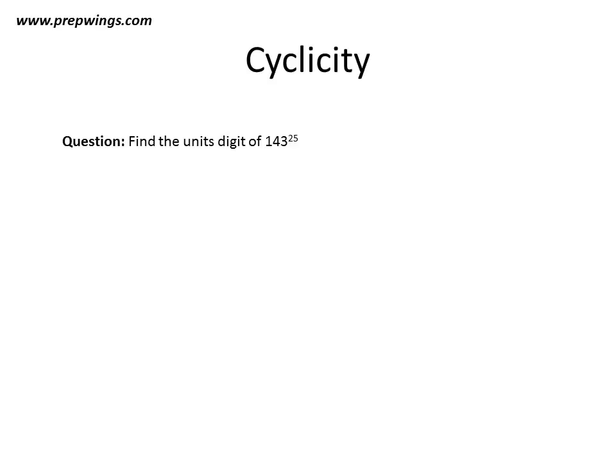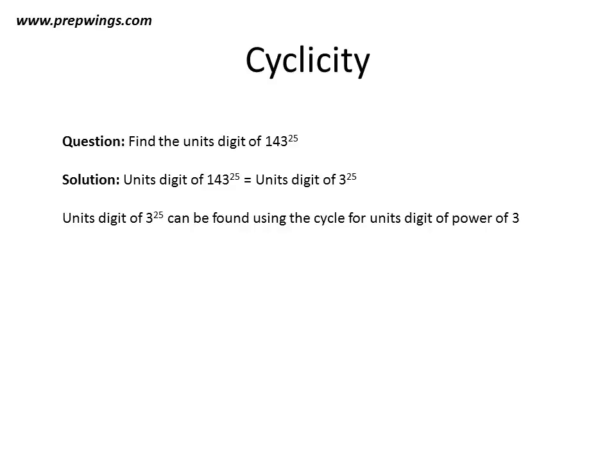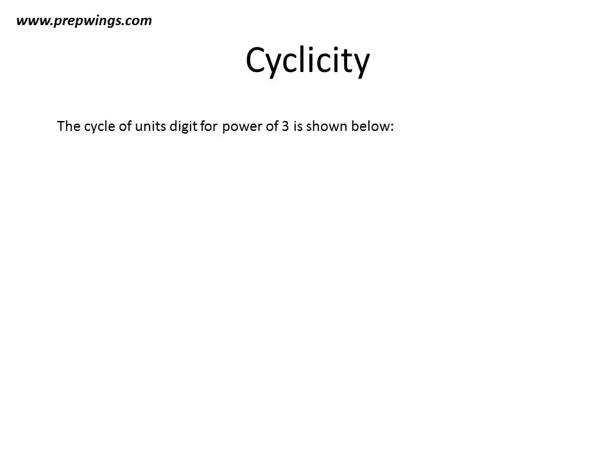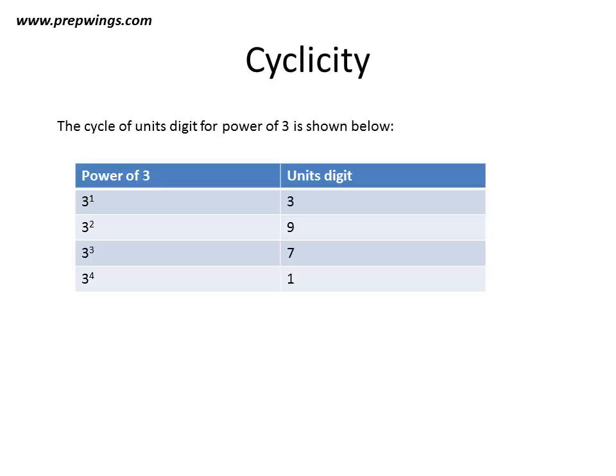In this question you don't need to find the cyclicity of the entire number like 143. What this question boils down to is that the units digit of 143 raised to power 25 is actually equal to the units digit of 3 raised to power 25, which can be found using the concept of cyclicity. The cycle for 3 is shown over here, which is 3, 9, 7 and 1. So the units digit of 3 raised to power 25 is found to be 3. Thus the units digit of 143 raised to power 25 is nothing but 3.